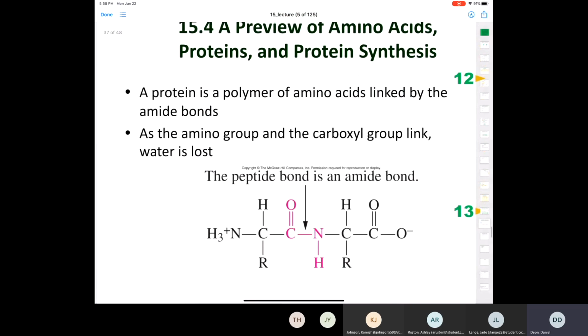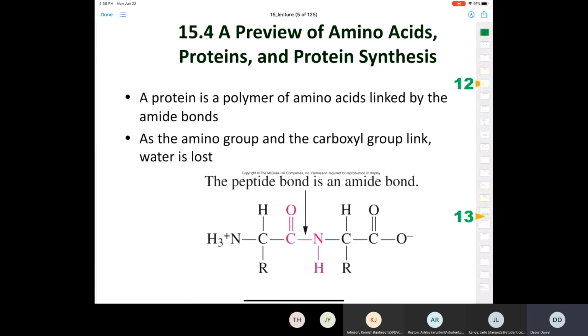We can go over this part kind of quickly because this is a preview of what you're going to see in chapter 18. So something to look forward to. Everybody needs something to look forward to. For some people, it's a vacation. For organic chemistry students, it's a new chapter.